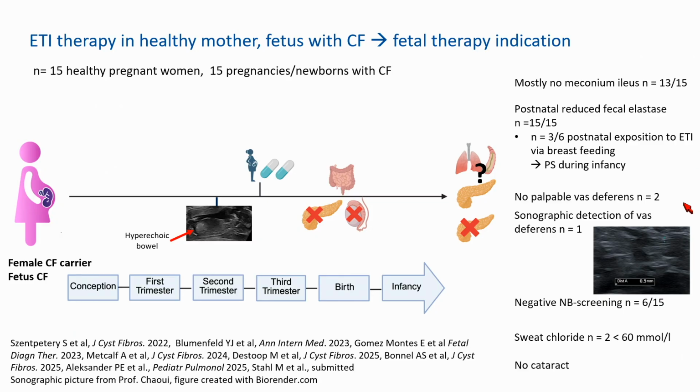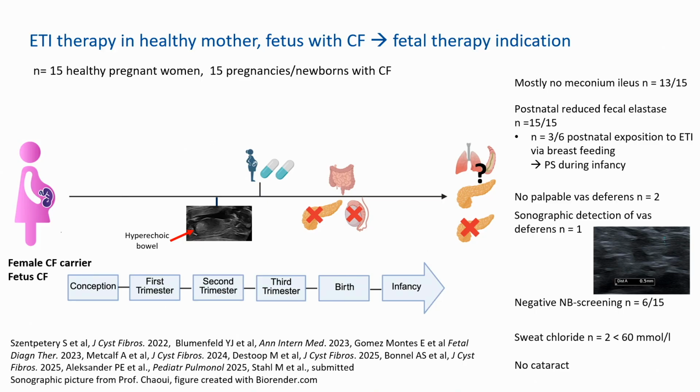And these patients, probably related to the pancreatic stress, had mostly positive newborn screenings, and sweat chloride was mostly in the upper, in the pathological range, but 2 had sweat chloride levels below 60. And no cataract side effects were observed in these children.